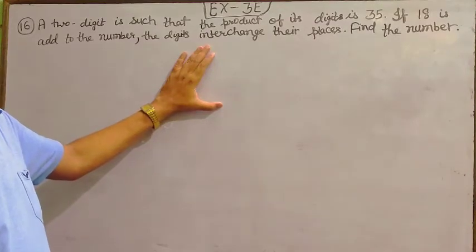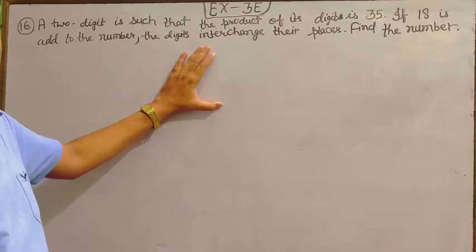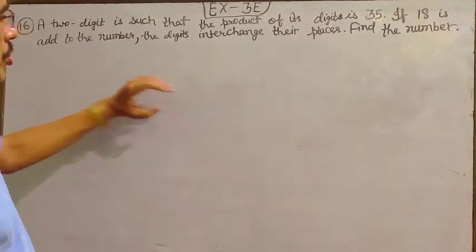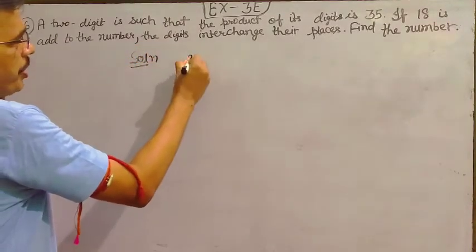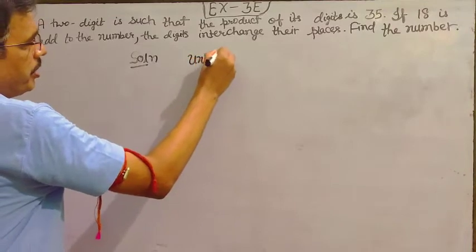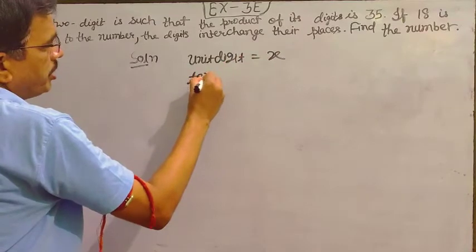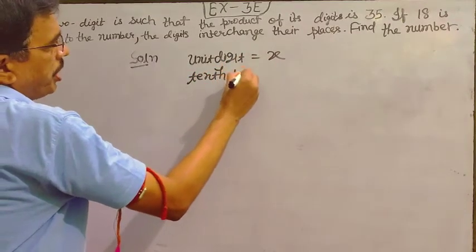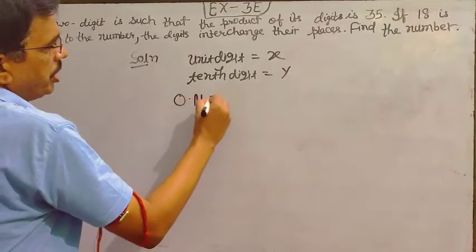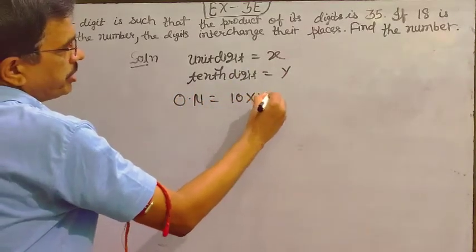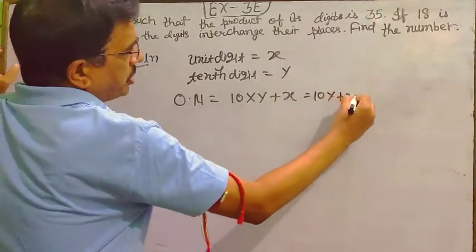for this type of question you first write four statements. What is the unit digit, what is the tens digit, what is the original number, what is the reversing number. So first you write here solution, that is, what is the unit digit. You write unit digit is equal to x, tens digit is equal to y. What is the original number? It is 10 into tens digit plus unit digit, that is 10y plus x.